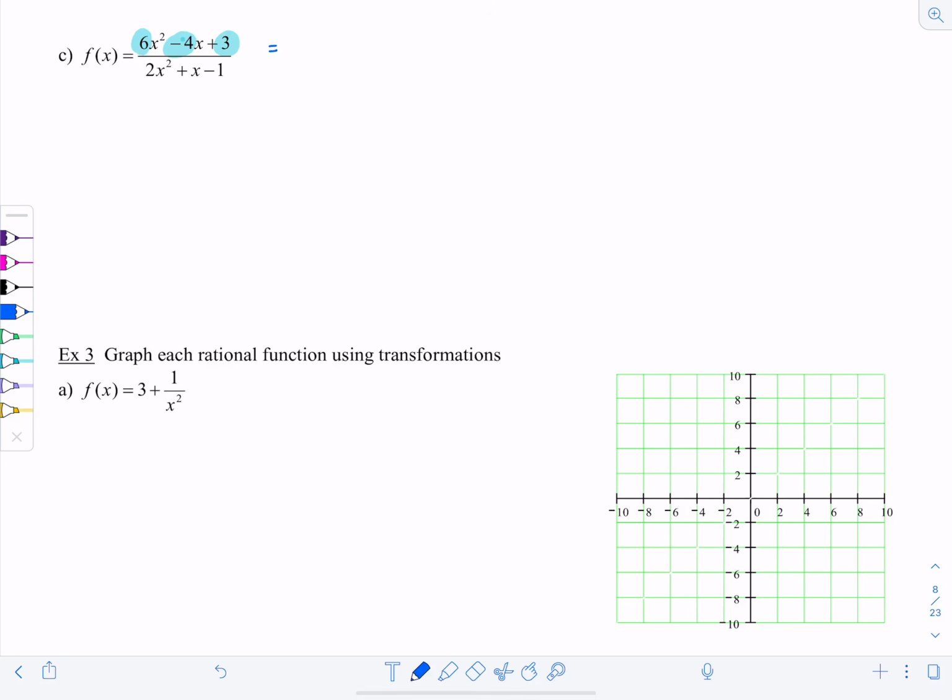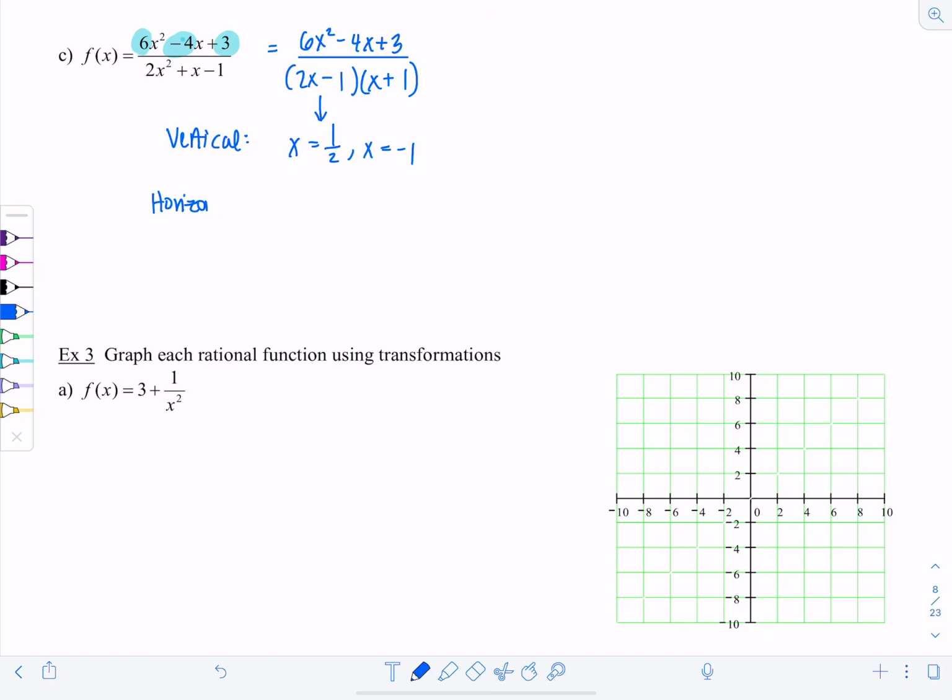So we'll just leave it. 6x squared minus 4x plus 3. And then 2x squared plus x minus 1. Let's see here. So 2x, x. It has to be a 1 and a 1. And if I want positive x in the middle term, there we go. Okay. So vertical asymptotes would be at the zeros of the denominator. X equals 1/2 and x equals -1.